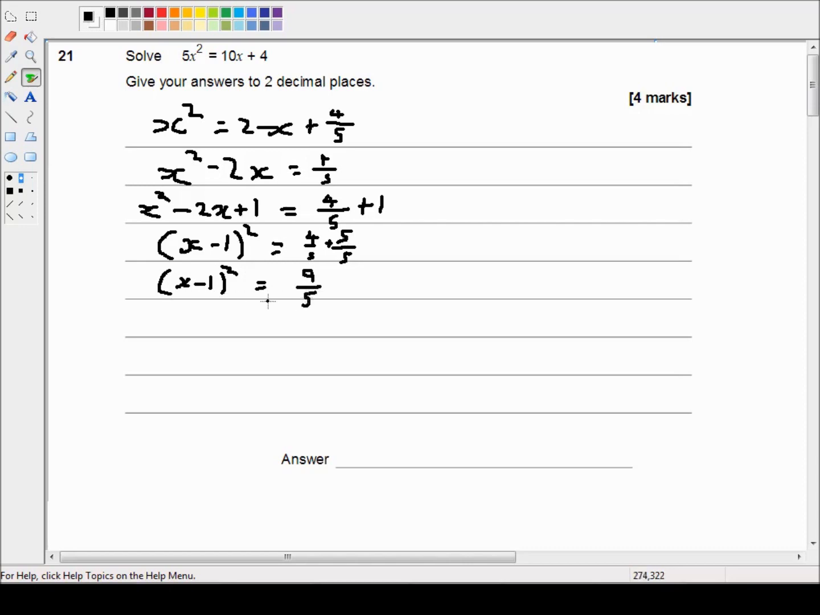Now all I have to do is square root both sides. So this is x minus 1 is equal to, and remember there's a positive and a negative root, so this is positive and negative square root of 9 over 5. Now if I just add 1 to both sides, I get x is equal to 1 plus or minus the square root of 9 over 5.